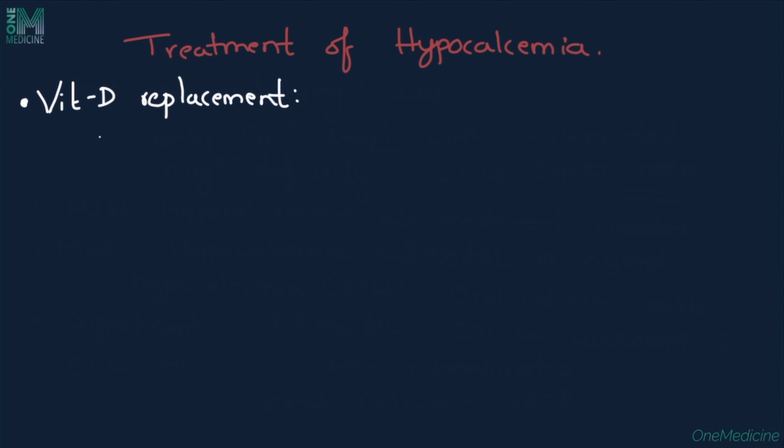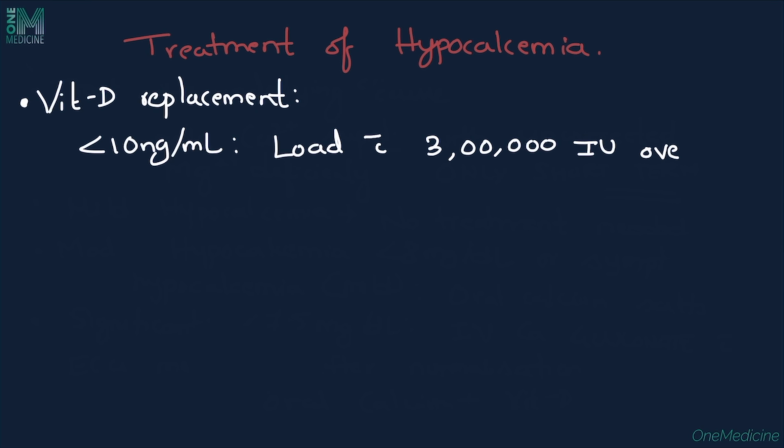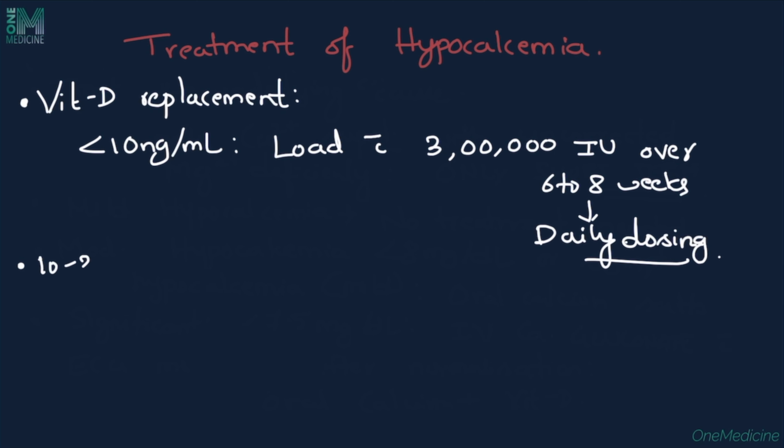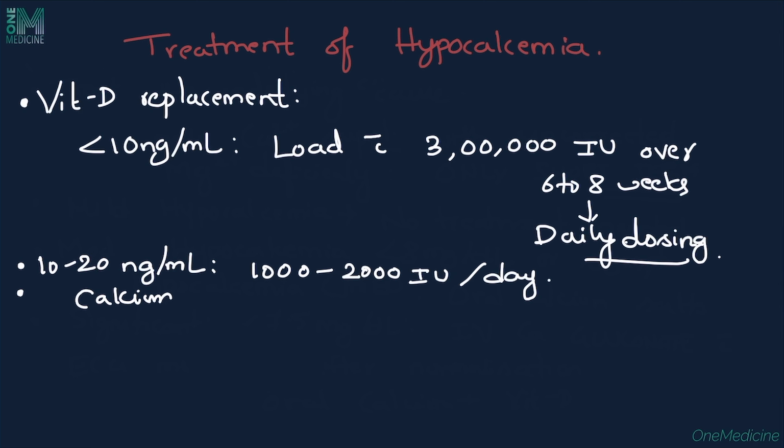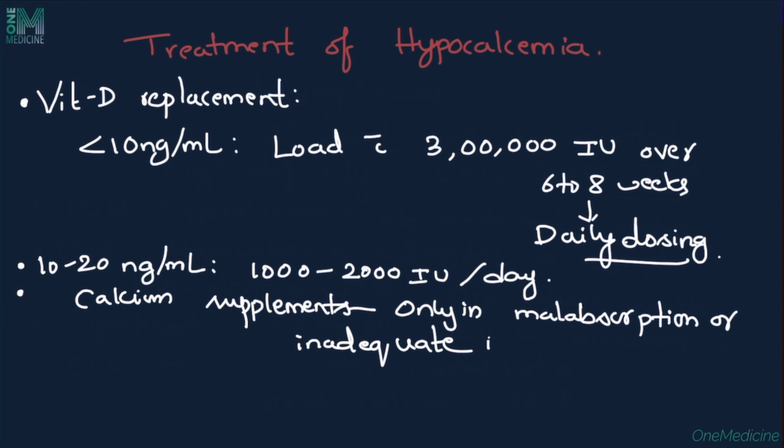Vitamin D replacement. Less than 10 nanogram per ml, patients need to be loaded with cholecalciferol to provide a total of 3 lakh units of vitamin D over 6 to 8 weeks, followed by daily supplements. Vitamin D levels of 10 to 20 nanogram per ml should be treated with 1000 to 2000 international units of cholecalciferol daily. Additional calcium only is required when malabsorption or inadequate oral intake is seen.